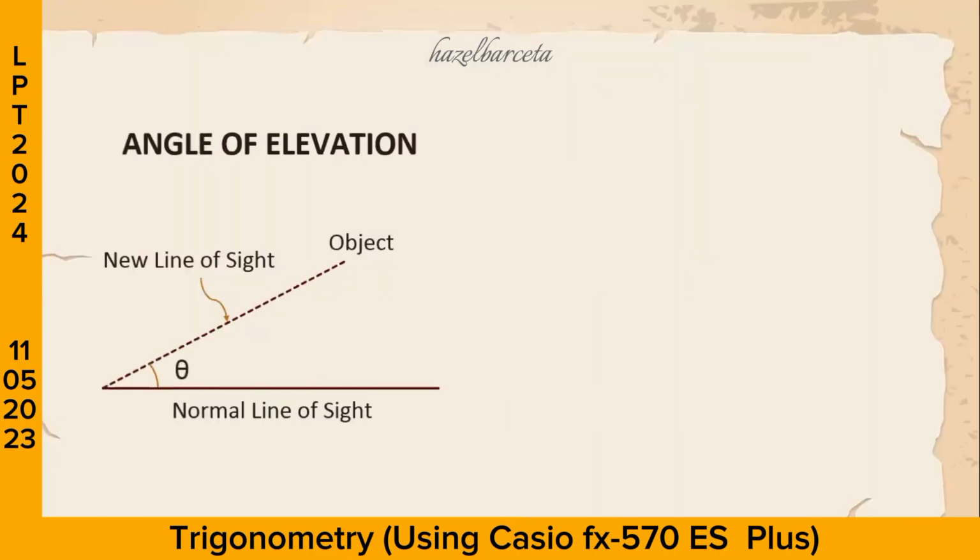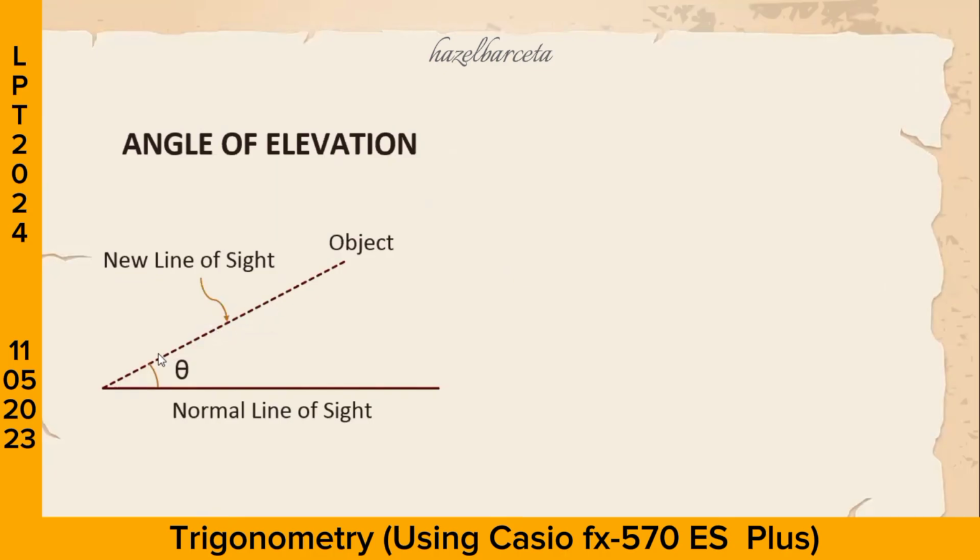Angle of elevation. This is our normal line of sight. At kapag meron po angle of elevation, ibig sabihin meron po tayong object na tinitingnan. Kapag angle of elevation, ang object po natin ay nasa taas. So this is our normal line of sight and this will be our new line of sight.